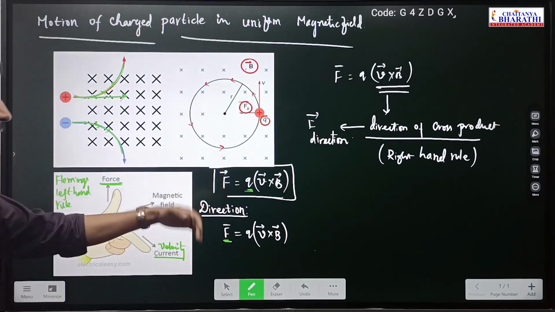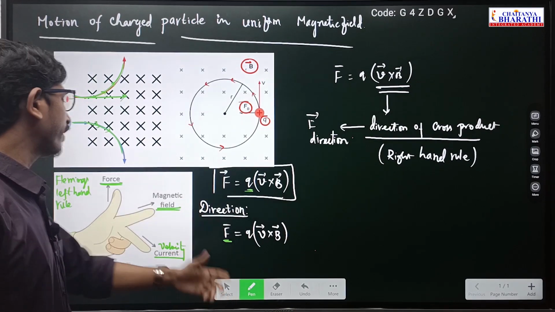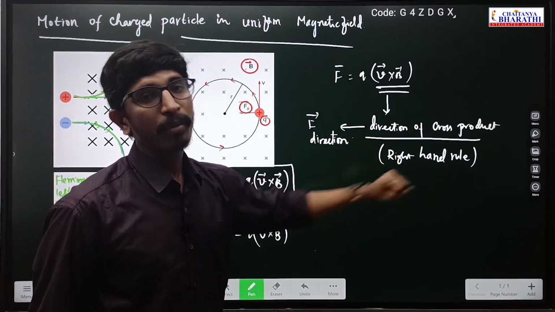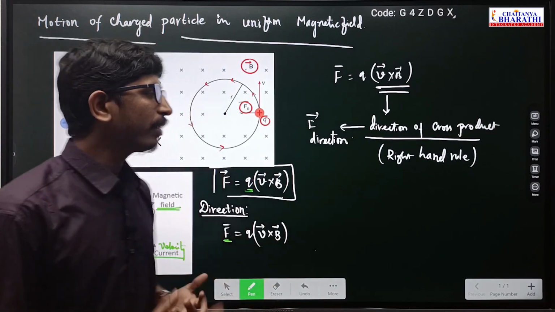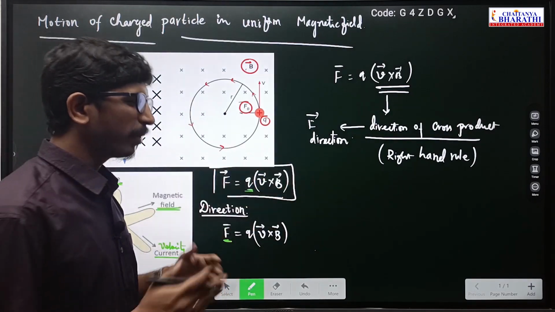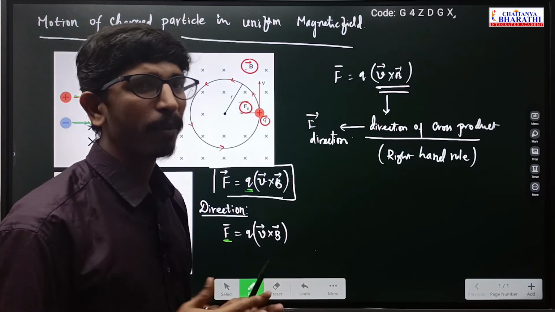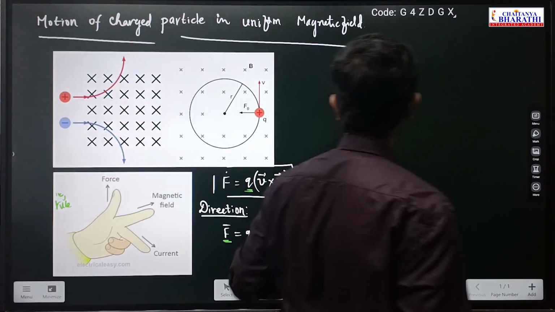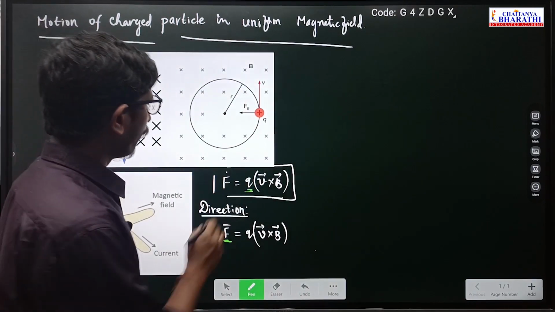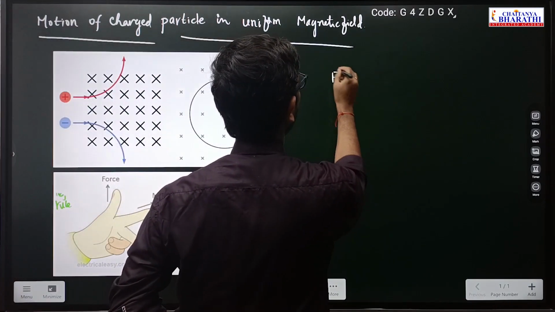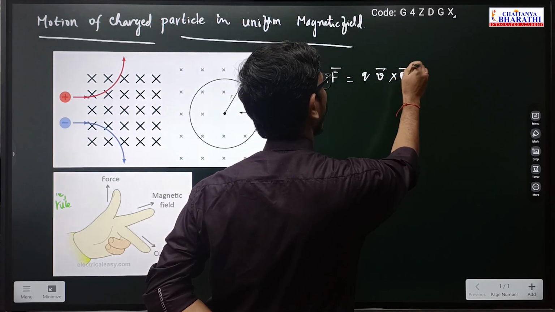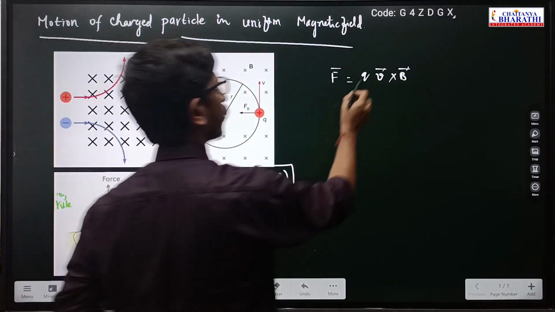Now to determine its direction, we can apply two rules. One is Fleming's left hand rule, or else the right hand rule for determining the cross product direction. It's up to us, we can choose either one, based on the situation of the question. Now let's elaborate more on this. F bar equals q into V bar cross B bar.